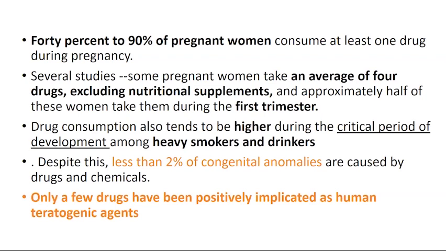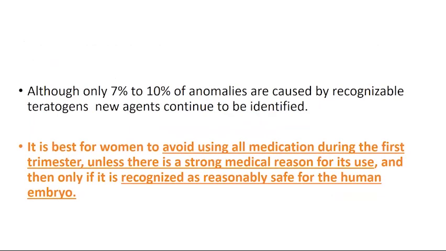So that is exactly what it means, that there can be less than 2% chances that it can cause congenital anomalies. Only 7 to 10% of anomalies are caused by recognizable teratogens. New agents continue to be identified.